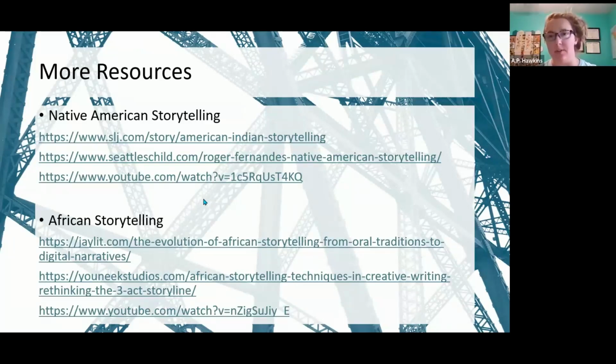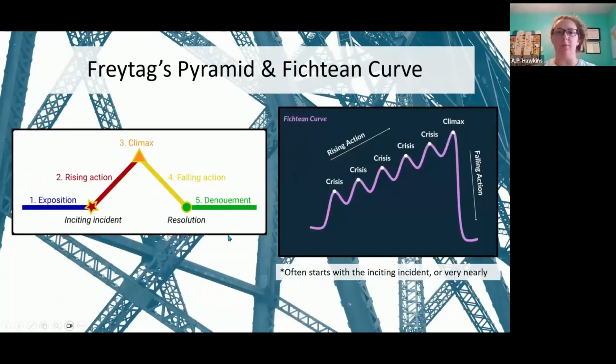What I am going to focus on today is more Western storytelling structures. I also had a lot of exposure to Japanese media growing up, so I'm familiar with the Kishotenketsu structure as well, and I'll be talking about that too today. But first, let's talk about Freytag's Pyramid and the Fichtean Curve.